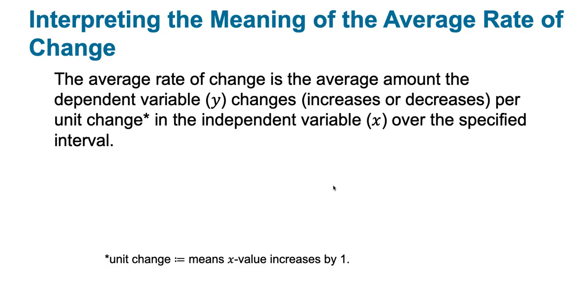Two important things are added compared to the meaning of slope. First, the word average amount. With slope, the dependent variable is increasing by the actual slope value. With average rate of change, the dependent variable may not actually be increasing by the average rate of change value per unit change, but the total change in the dependent variable averaged over the specified interval is increasing on average a certain amount. So the word average has to be included.